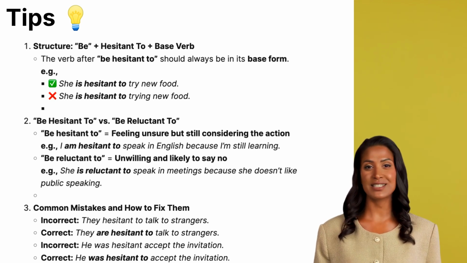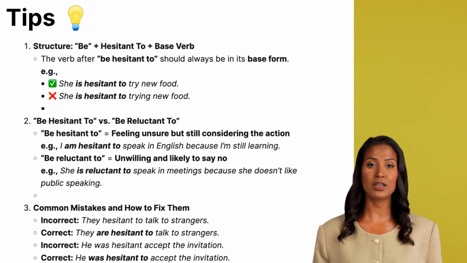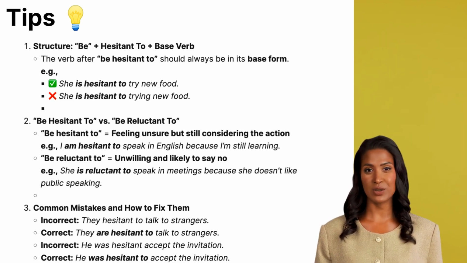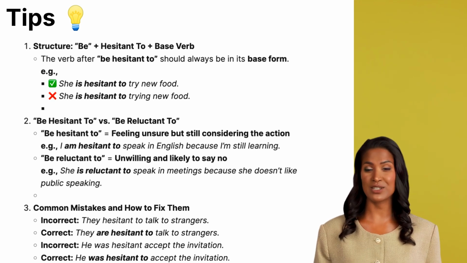2. "Be hesitant to" versus "be reluctant to." Many learners wonder about the difference between "be hesitant to" and "be reluctant to." "Be hesitant to" means someone feels unsure but is still considering the action. Example: I am hesitant to speak in English because I'm still learning. I want to, but I feel nervous.